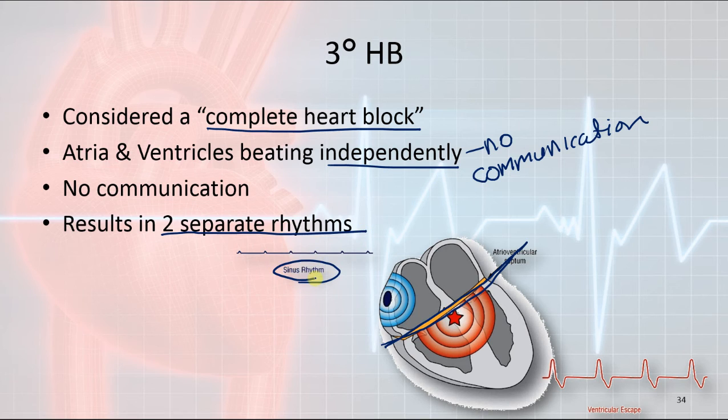This will result in 2 separate rhythms. You have your sinus rhythm, which is just a bunch of P waves, but then you have your ventricular escape rhythm down here, which is just a bunch of QRSs. There is no communication between the two.